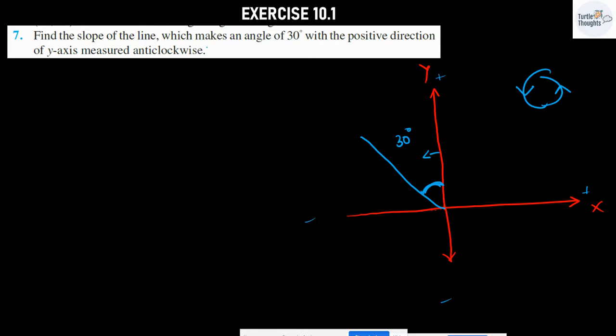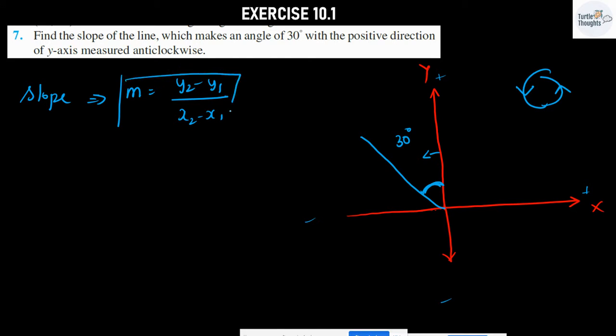Now we need to find the slope of the line. So what actually is the slope of a line? Slope of a line is represented by the value of m. It is the change in y over change in x, that is y2 minus y1 over x2 minus x1. This is one of the formulas for slope. What is the other formula?